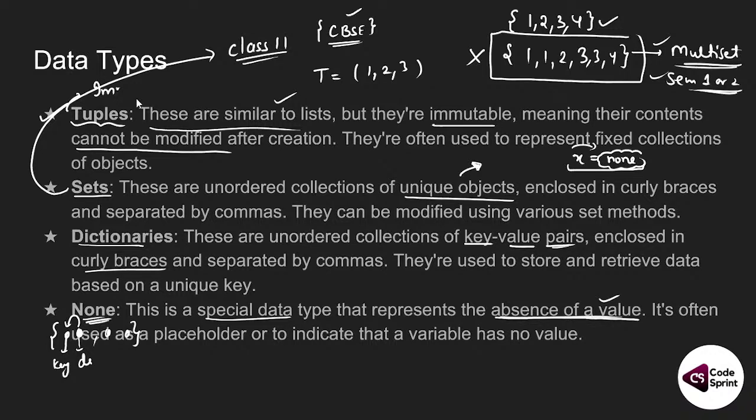And where do we use it? We often use it as a placeholder, where we need to pass a particular value and we don't want to, then we use None there. Or where a variable has no value, like I want to say that this variable has no value, then surely I will use this None data type there.